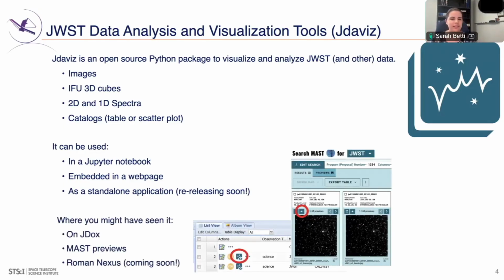You might have actually seen Jdaviz in the wild if you haven't actually used it in Python before. It's on JDox, so you can get information from it straight from JDox. You can also use it in MAST previews. So here I'm showing two screenshots of MAST and mission MAST, and there's these two little buttons that you can click on in order to preview your images, which will pop up your images in Jdaviz. And of course, the Roman Nexus, to look at Roman data, you can also use Jdaviz in the Nexus, which of course you'll be able to use quite soon after the launch.